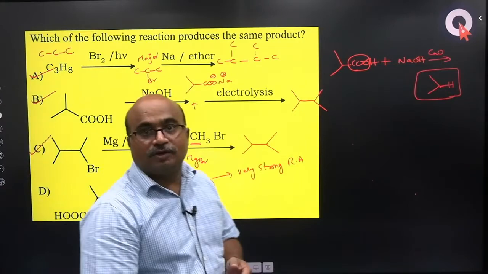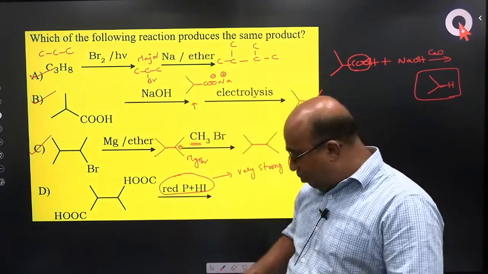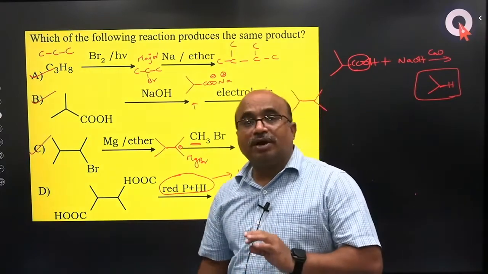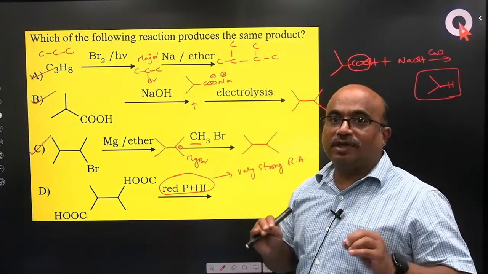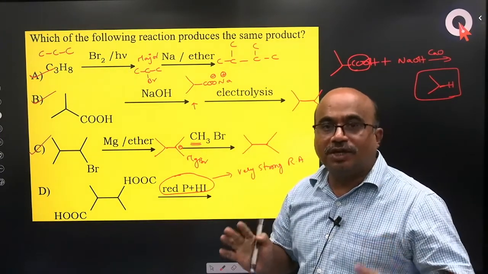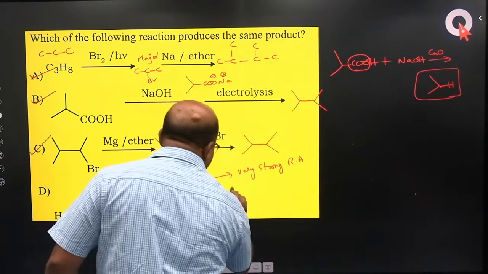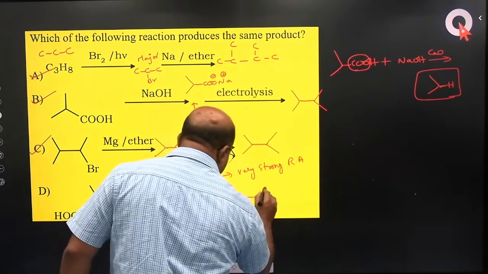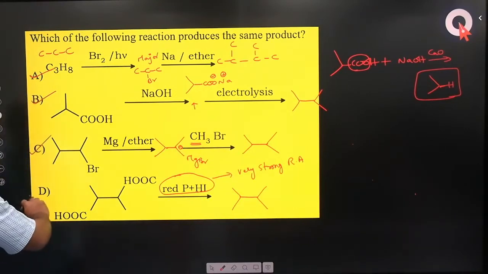Okay, students, there was a mic problem. Sorry. So now any polar groups will be converted to non-polar groups because red phosphorus HI behaves like the strongest reducing agent. So this is also converted to now the same. So we also say this is also the same. So all are giving the same final product. Clear?